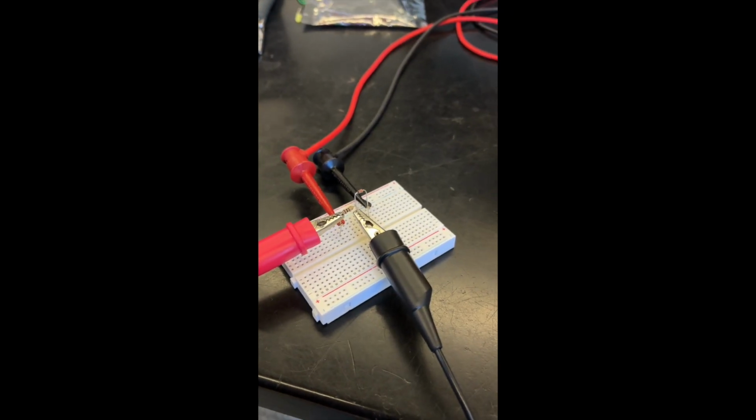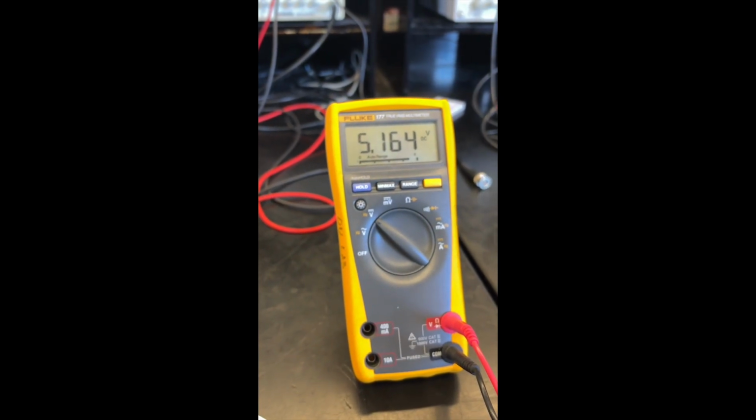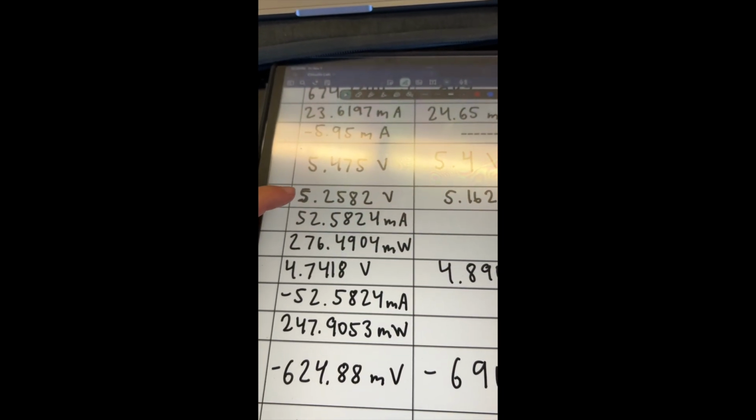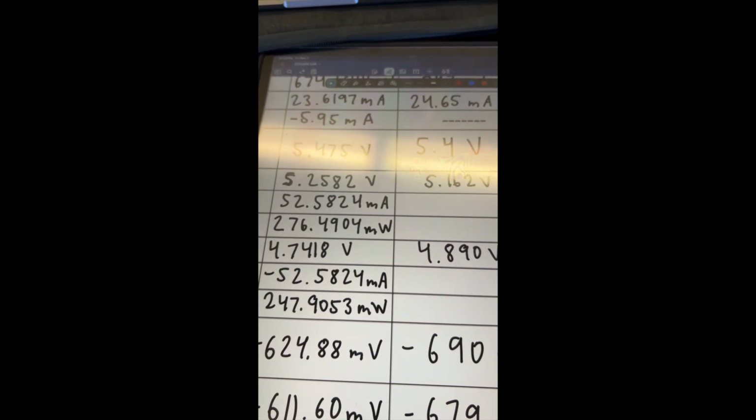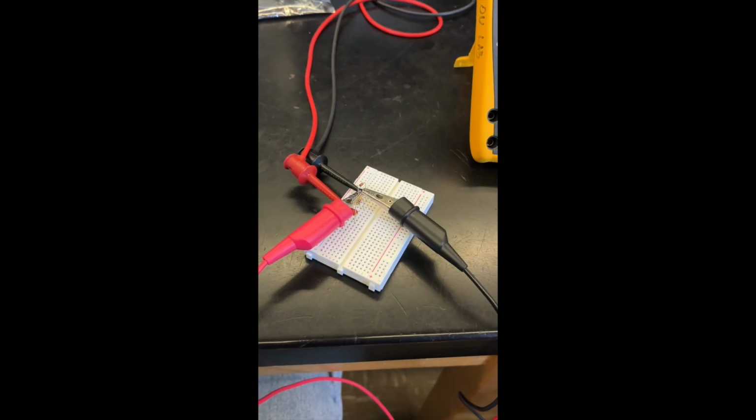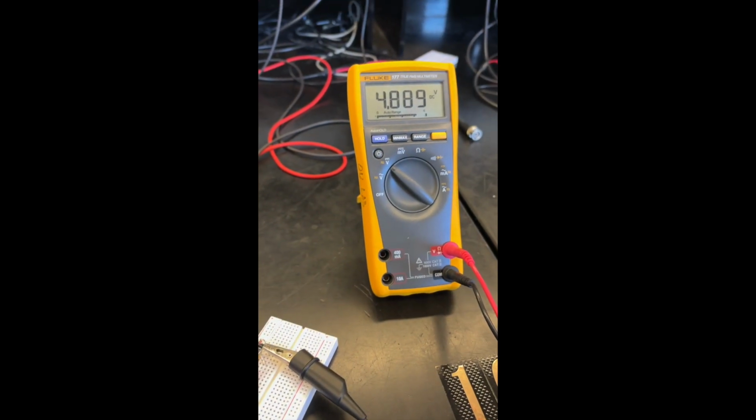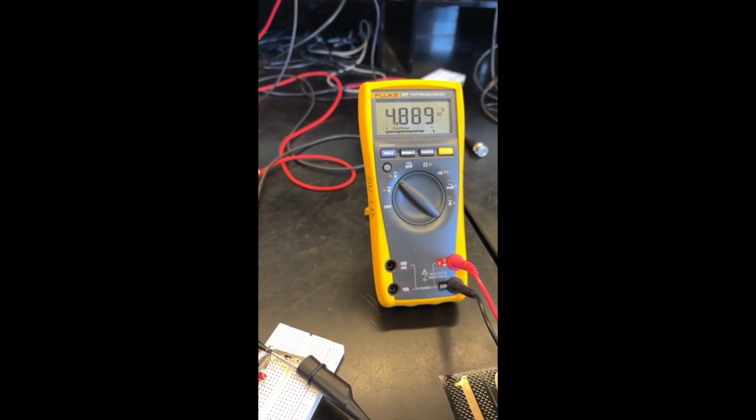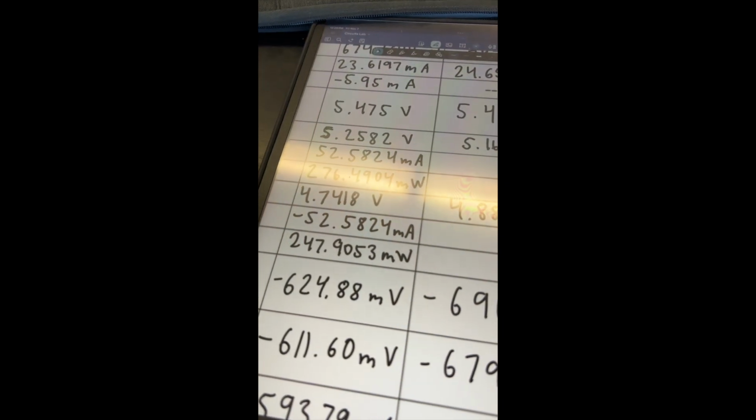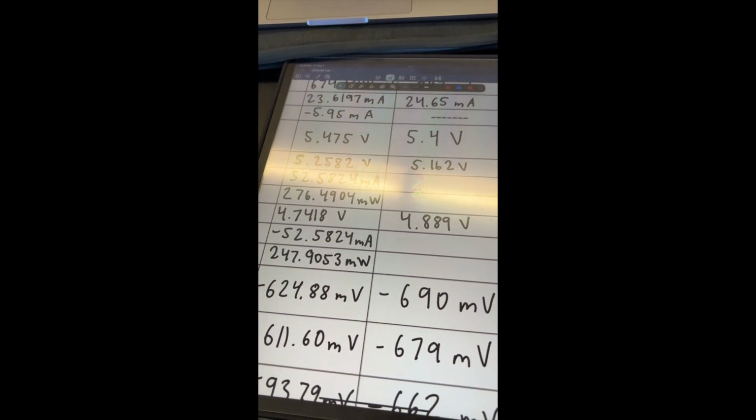And when I do that, I get a voltage reading across the resistor of 5.164 volts, and my simulated value was 5.2582 volts. All right, now for the voltage across the diode, I'm getting a reading of 4.889 volts, and my simulated value was 4.7418 volts.